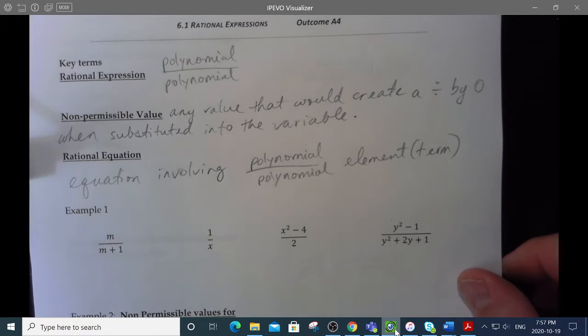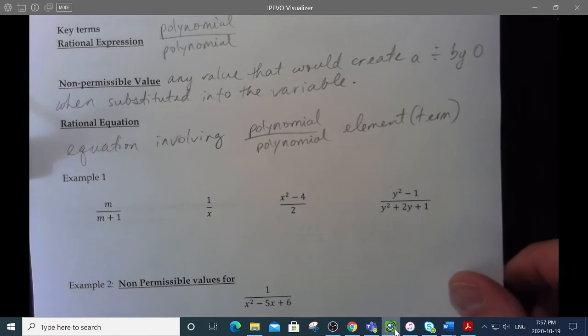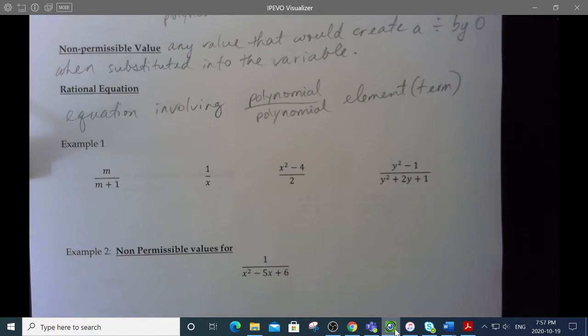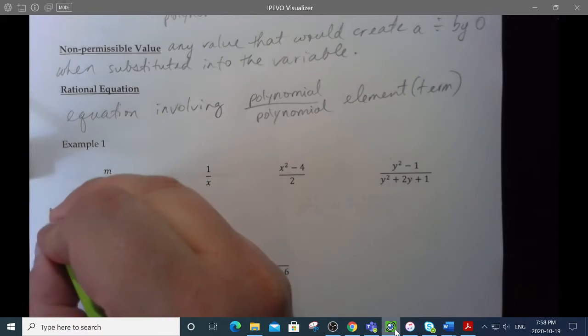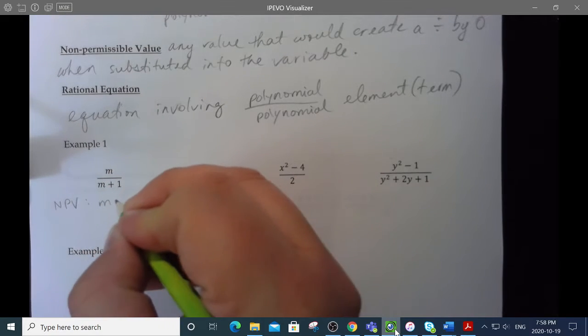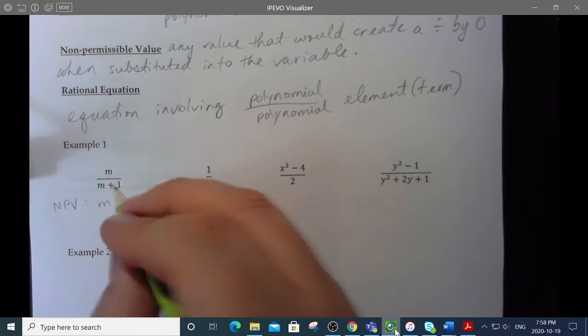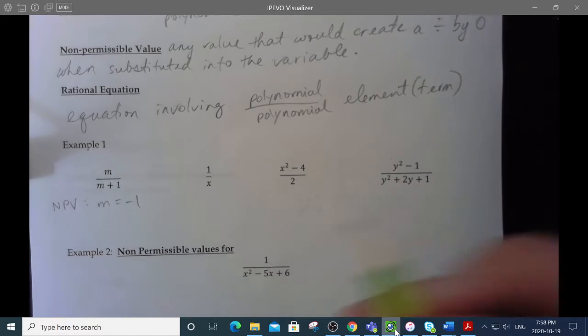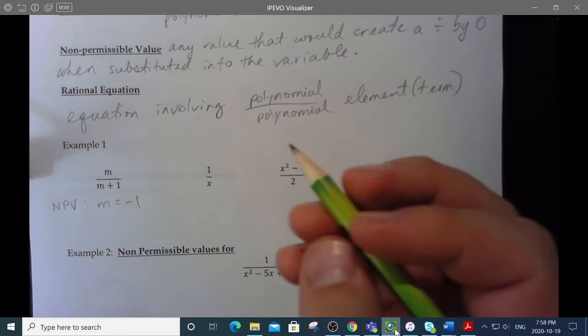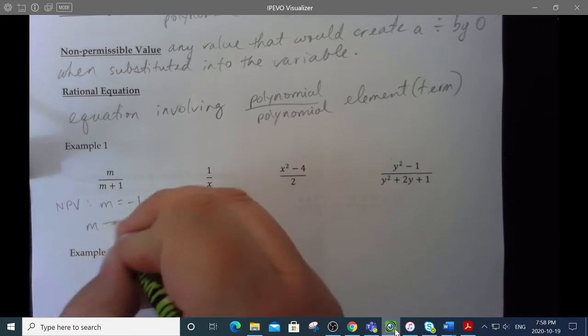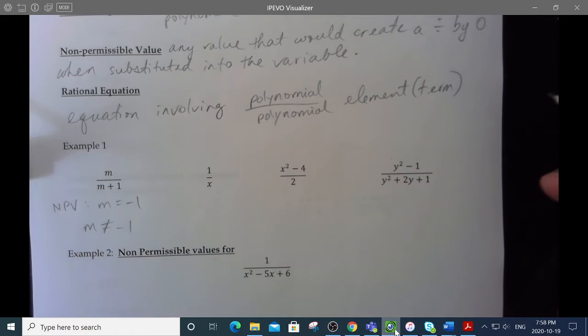All right, so example one, let's look for non-permissible values. Now, the way that we write non-permissible values doesn't really matter to me. Different books and different teachers all have their own way of doing it. There isn't a standard across all of mathematics. Some people would write that the non-permissible value is when m, in this case, is equal to negative 1. Because if m was negative 1, then negative 1 plus 1 is 0, you'd have m divided by 0, and no matter what m is, it can't be divided by 0. So this is one way to write it. The other way is to just write that m cannot equal negative 1. I tend to use both, and I'm very happy with both of those notations.